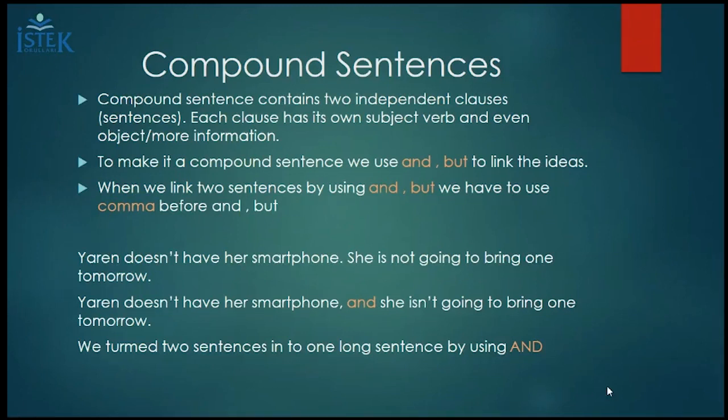You will see some examples. Yaren doesn't have her smartphone. She is not going to bring one tomorrow. Yaren doesn't have her smartphone, and she isn't going to bring one tomorrow. Can you see that and connects two sentences together, and before and there is a comma. This is a compound sentence. We turned two sentences into one long sentence by using and.